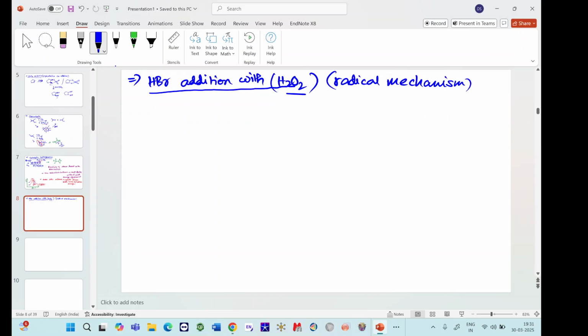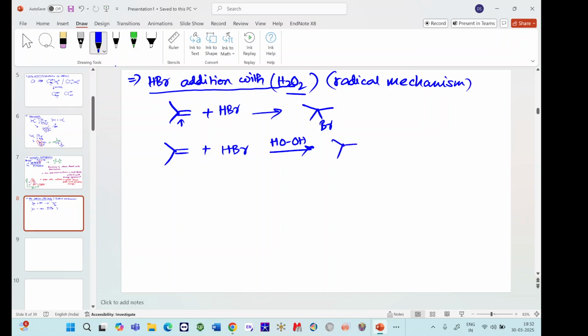So the difference I can show you, like you have a similar alkene. This is the first case. You are reacting with HBr in normal conditions. It will go through a carbocation step, and the carbocation will be much more stable here. So we end up with this compound. But if you do the same reaction in the presence of H2O2, what will happen actually? You will get the other product.